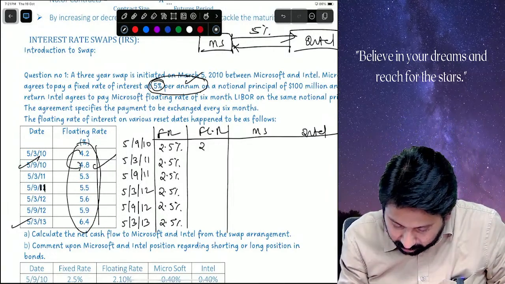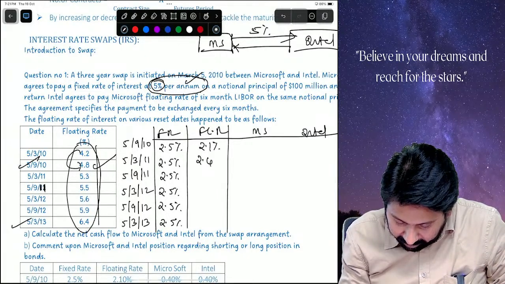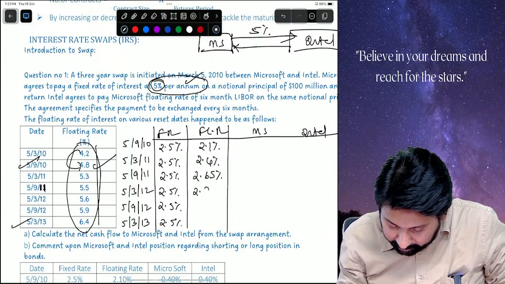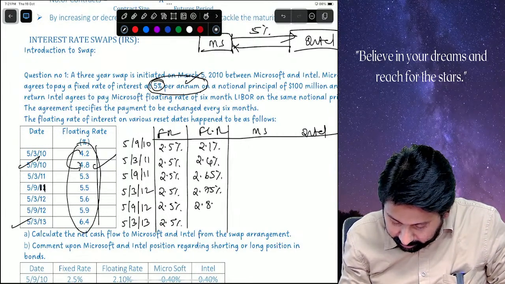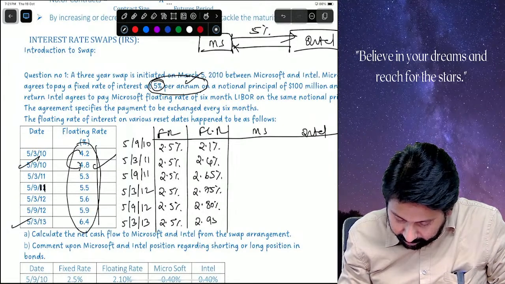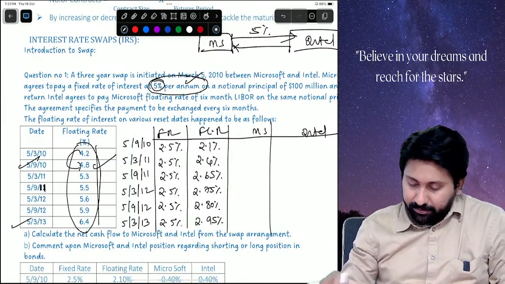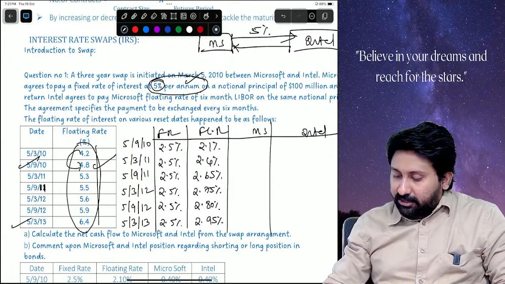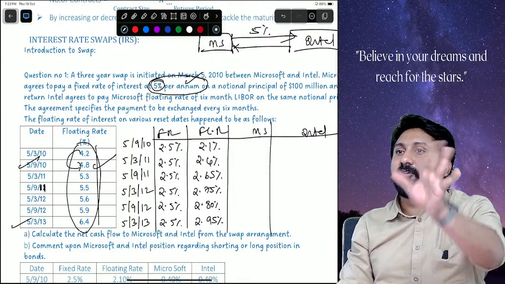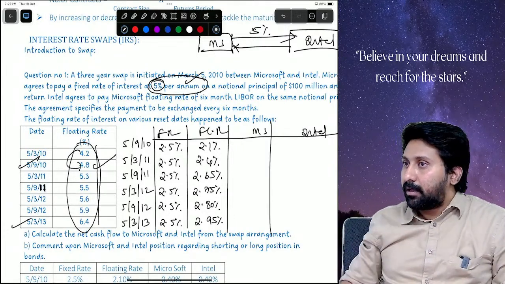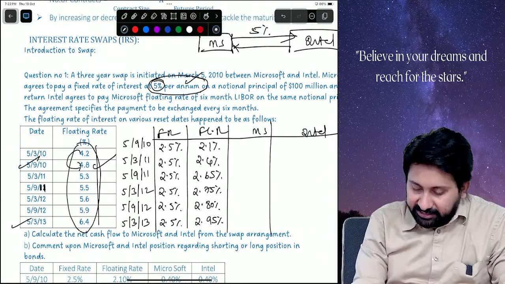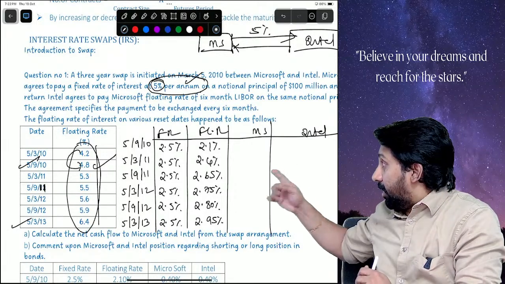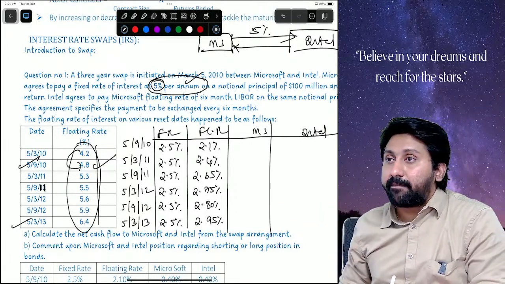Tell me the rates. 2.1, 2.4, 2.65, 2.75, 2.8, 2.95. You tell me now. Everyone, please answer. Microsoft is paying fixed rate or floating rate? Now, swap world. This is a swap schedule. It is paying fixed or floating? Fixed. And this fellow, Intel, is paying fixed or floating?